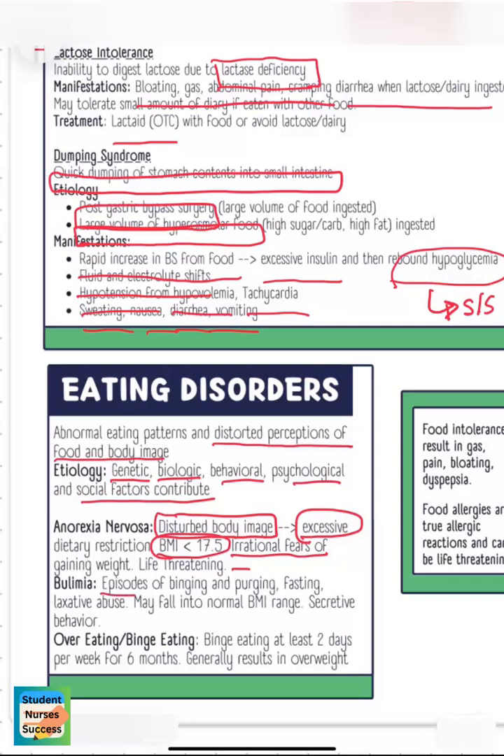Now, bulimia are episodes of binging and purging or episodes of fasting and may even include laxative abuse. The issue with bulimia, it's very secretive, and a lot of times their BMI actually falls into a normal range. So they outwardly do not always look exceptionally thin. So they may be hiding in plain sight. Overeating and binge eating is defined as eating at least 2 days per week. I'm sorry, binge eating or overeating at least 2 days per week for 6 months. And it generally results in overweight individuals.